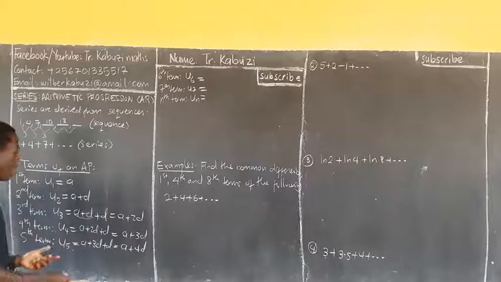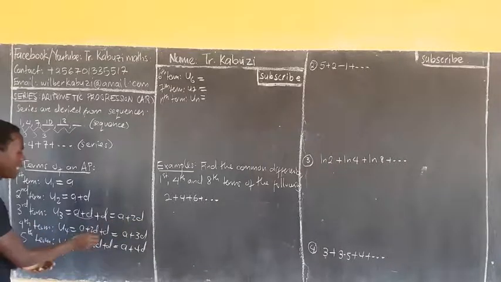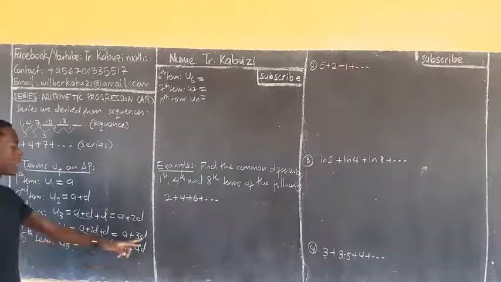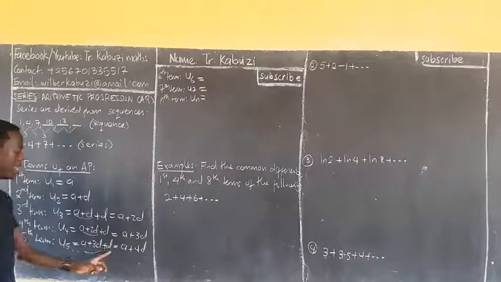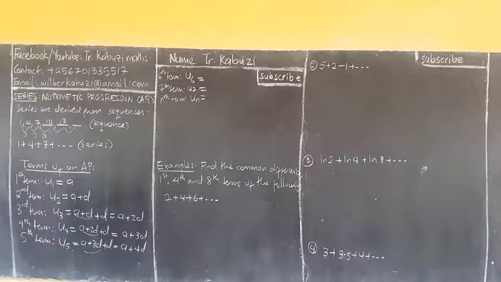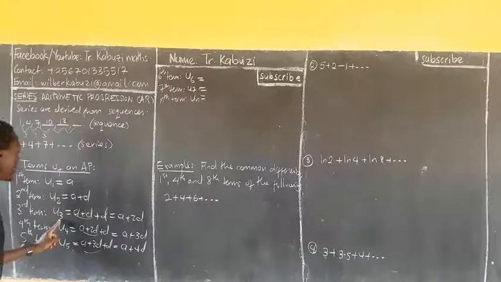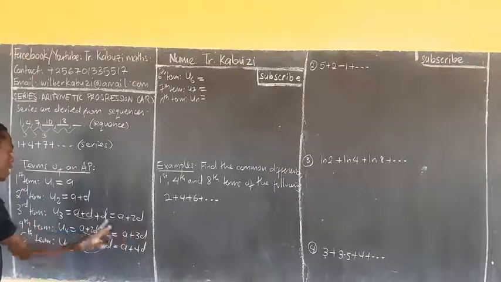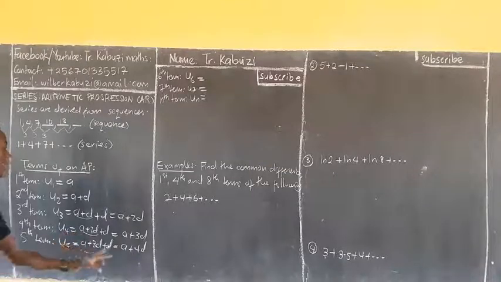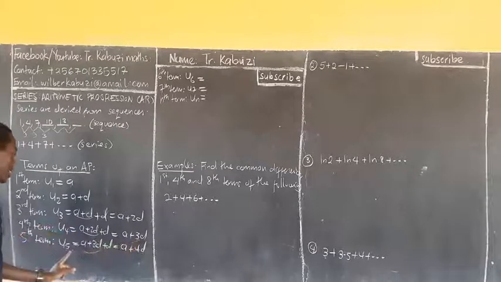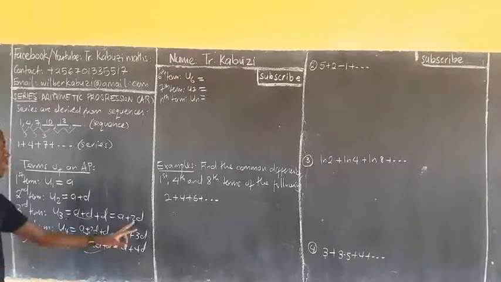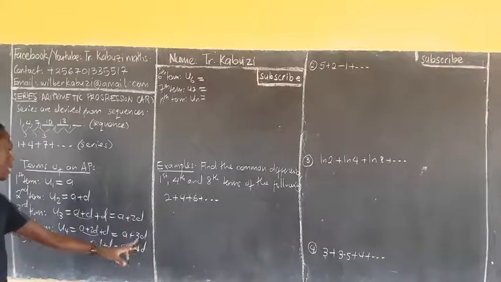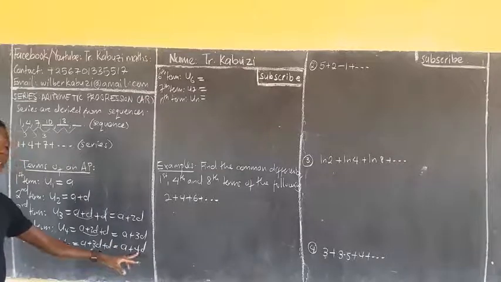To get the fourth term, I'll get the third term, then plus the common difference. To get the fifth term, I'll get the fourth term plus the D. Now look here. You see that always if I have the third term, the coefficient of D is 2. The fourth term, you reduce this by 1, you get 3. If this is 5, the coefficient of D, you say 5 minus 1, you get 4. So always the trend is, third term, the coefficient is 2. Fourth term, the coefficient is 3. Fifth term, the coefficient of D is 4.